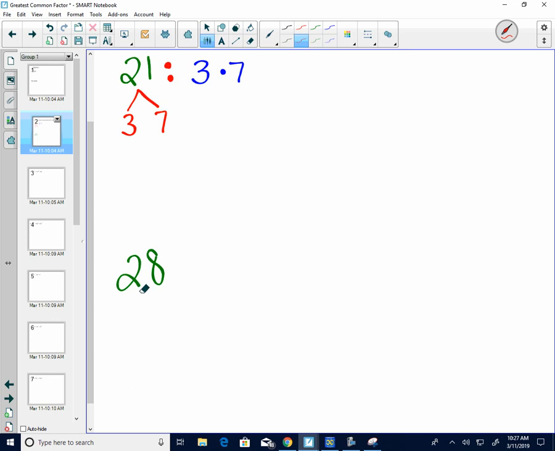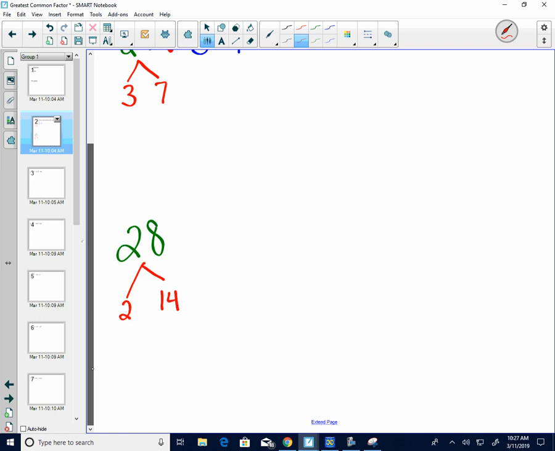What can I multiply to get 28 other than 1 and 28? Well, I can multiply 2 and 14. So 2 is done because I can only multiply 2 and 1 to get 2. But 14 I can continue to factor out. What can I multiply to get 14? Well, I can multiply 2 and 7. So that means to get 28, my prime factors are 2 times 2 times 7.